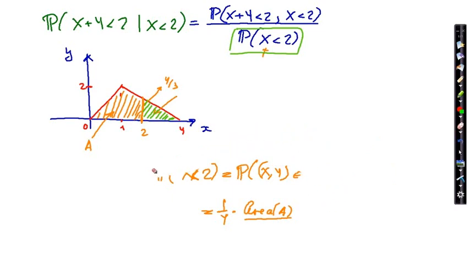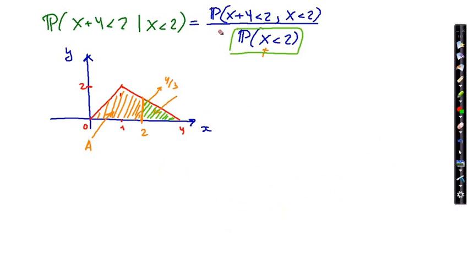Okay, now I need to calculate the probability that x plus y is less than 2 and x is less than 2. X is less than 2 means that we are in this orange part, and now I need to specify all points satisfying this inequality, and I need to find the intersection of this because we have "and" here. So x plus y is less than 2.